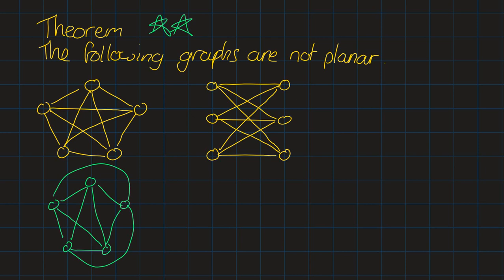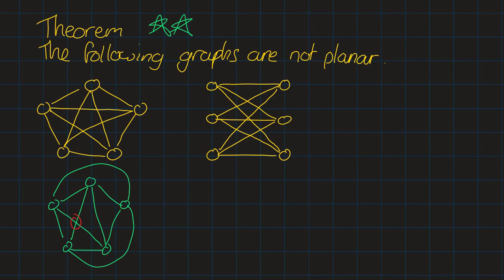Okay? And you can try any sort of arrangement you want, and you'll never be able to do it without at least one edge crossing. Same with the graph on the right. You can try and redraw this without edge crossings, but it's just impossible to do it without any edge crossings.